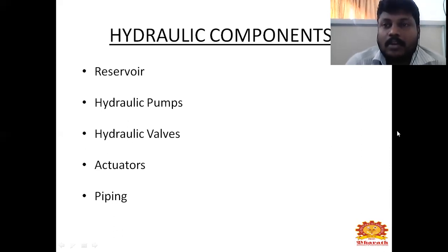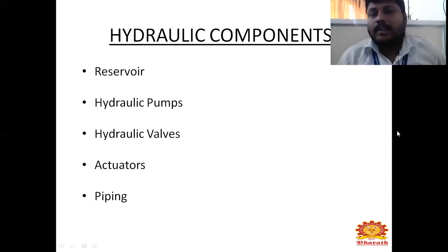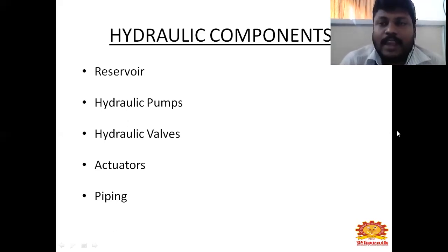Next one is your hydraulic valves. In hydraulic valves, we will be using three types of valve. One is the flow control valve, where you will be controlling the flow. And next one is your pressure relief valve, where you will be controlling the pressure. That is a pressure control valve. Next one is your directional control valve, where you will be changing the direction of your cylinders. There are also a number of directional control valves.